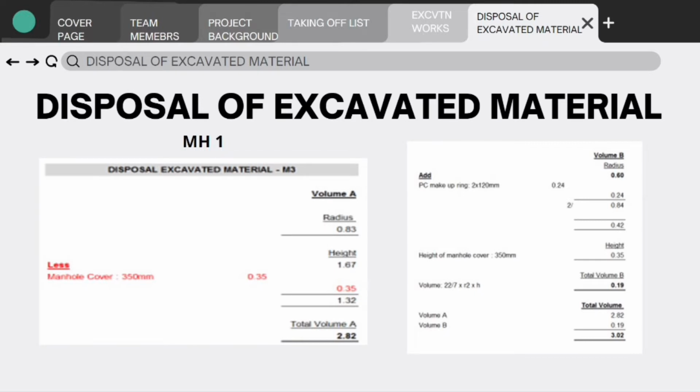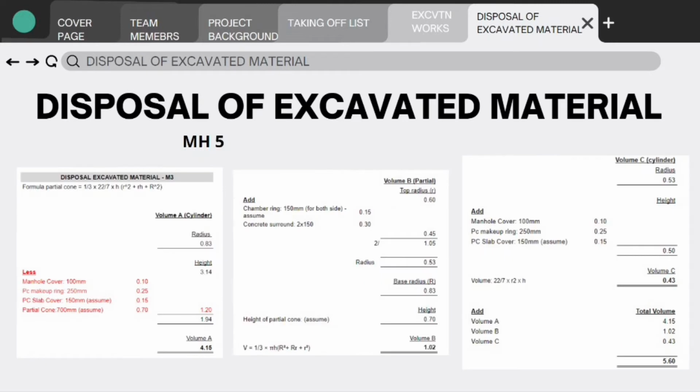Total volume B is calculated by using the formula pi r squared times h, which is 22/7 times 0.42 squared times 0.35 to get a total volume B of 0.19. Total volume for disposal of excavated material of MH1 is volume A add volume B, which is 2.82 add 0.19 to get 3.02.